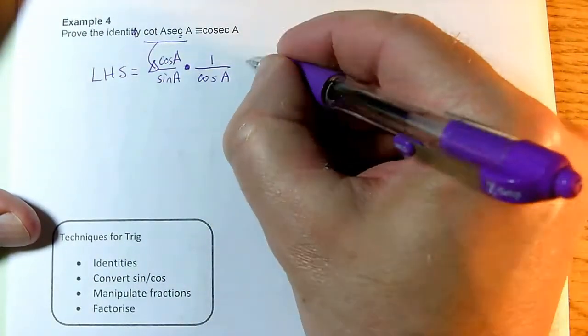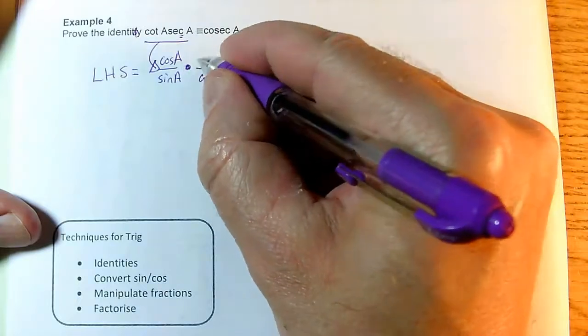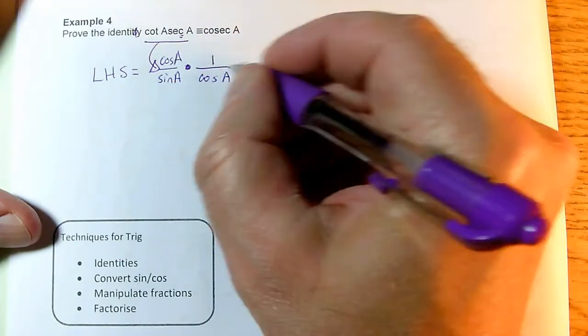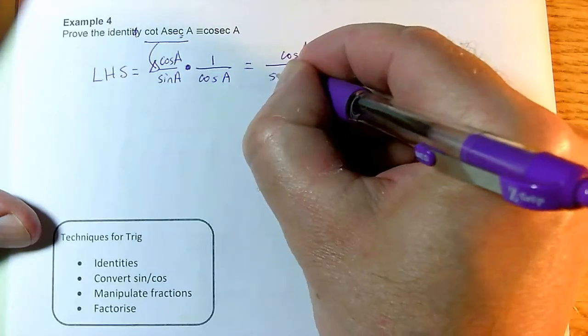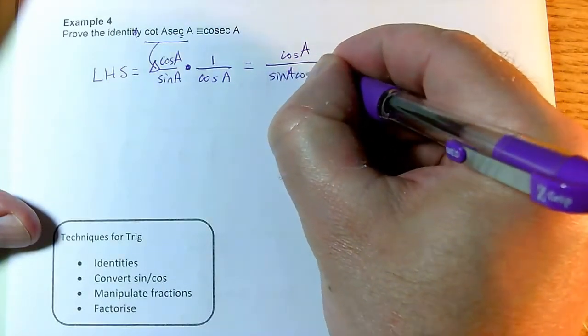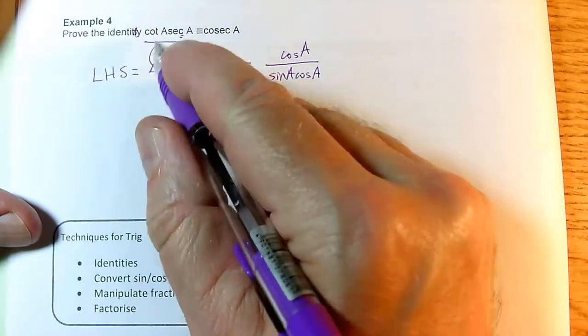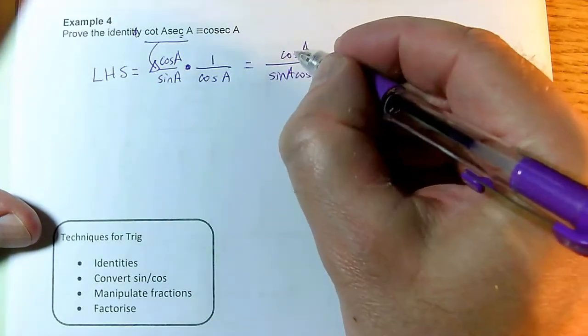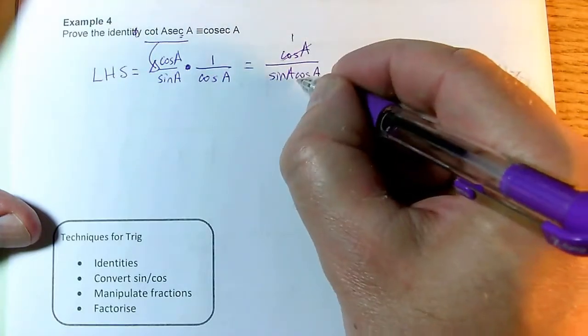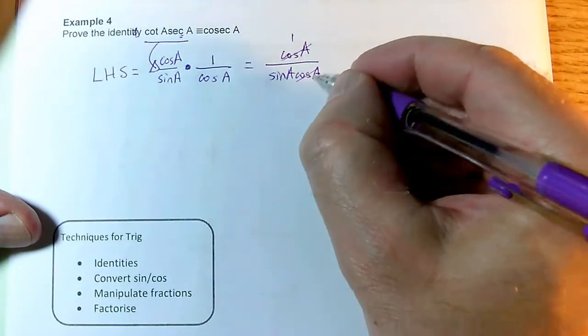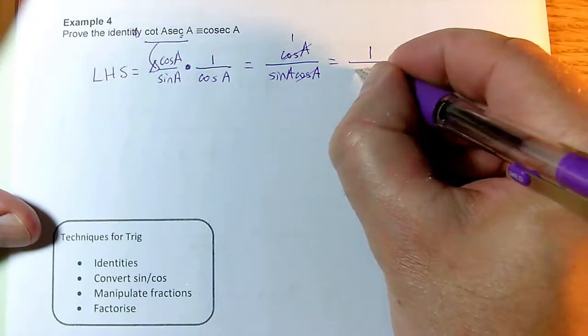So what happens here? Well, I can multiply the tops of the fractions. I'm multiplying fractions. Cos A times 1 is cos A. On the bottom, I've got sin A times cos A. And I can see, I possibly could have seen here, I can see that cos A, I can divide the top by that and get a 1, and I can divide the bottom by that and get sin A times 1. So I'm going to end up with 1 over sin of A.